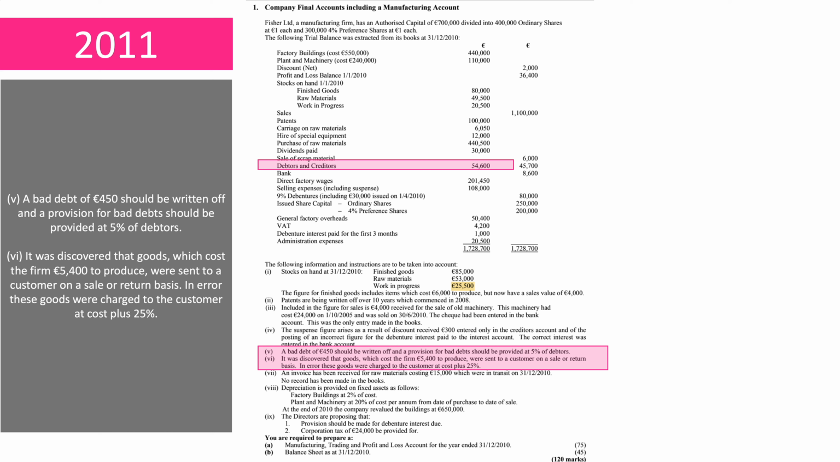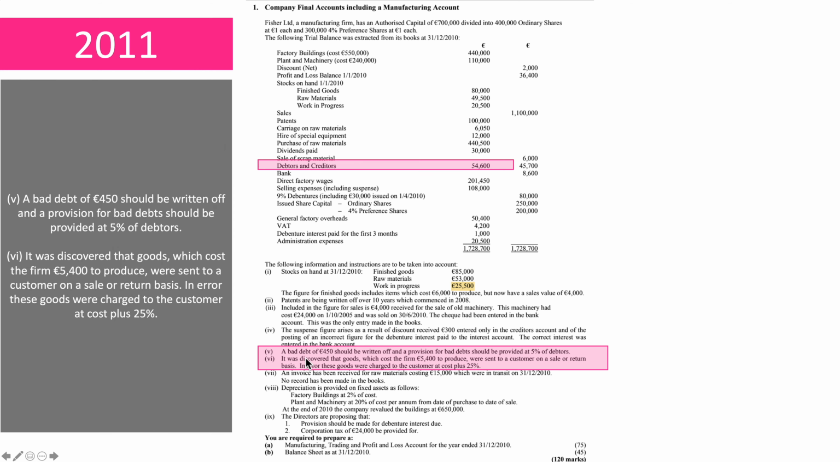In 2011, we have 2 adjustments, but this is a bit tricky because the second adjustment actually has an effect on the first adjustment. So let's have a look. So part 5, a bad debt of €450 should be written off and a provision for bad debts should be provided at 5% of debtors. And then 6, it was discovered that goods which cost the firm $5,400 to produce were sent to a customer on a sale or return basis. In error, these goods were charged to the customer at cost plus 25%.